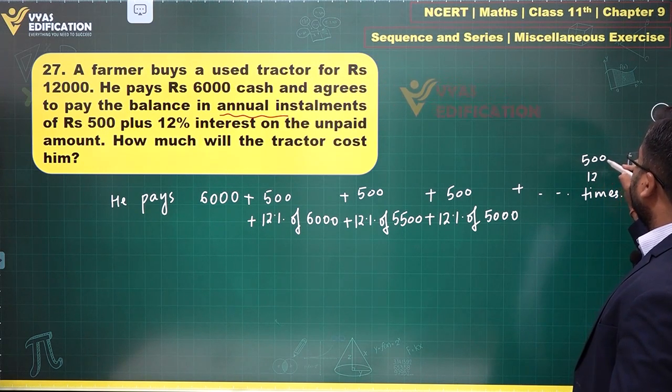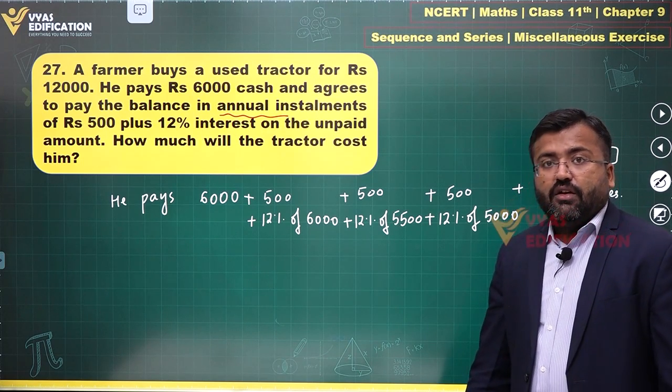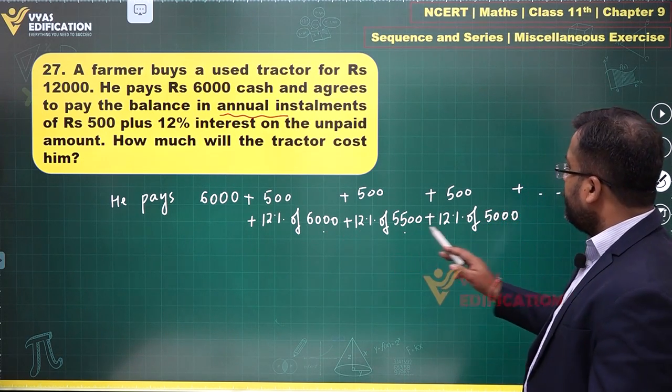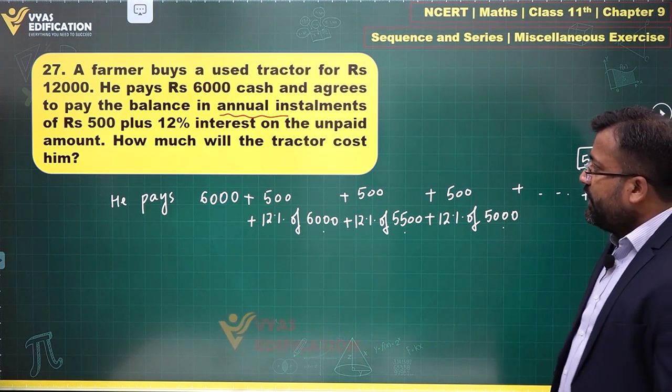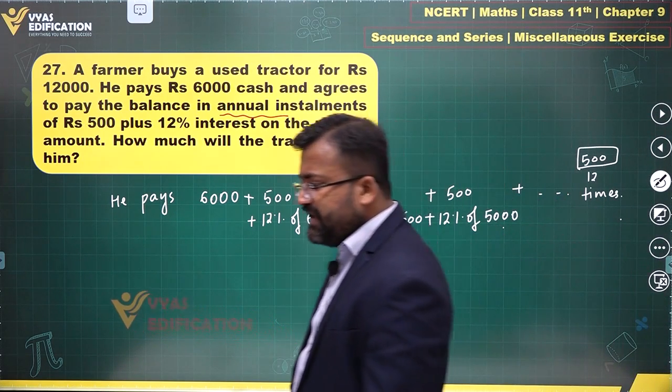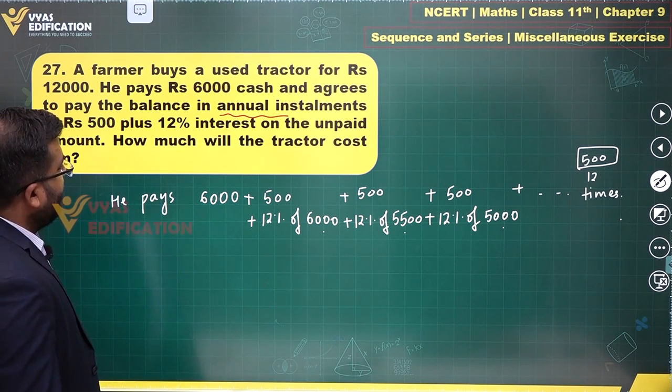500 comes 12 times, right? Okay. And this 6,000, 5,000, 500, 5,000 reduced automatically to 500 over here, right? Okay. So that's a total of 12 terms plus 6,000 rupees extra. So he pays this much amount.